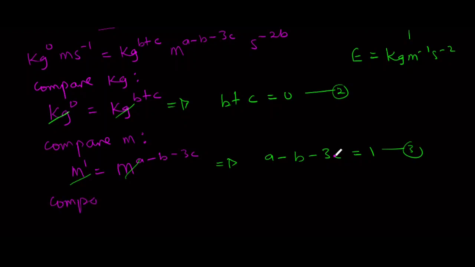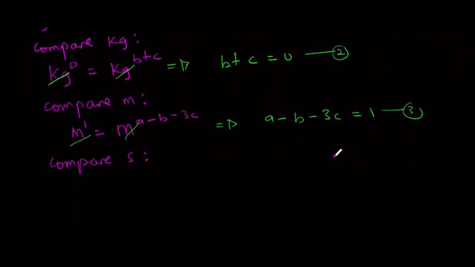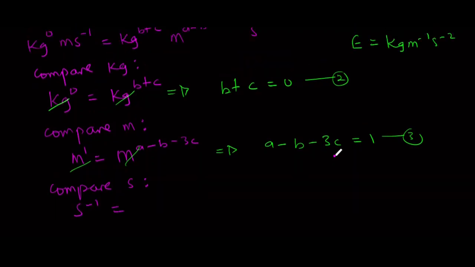The last one is to compare the seconds term. Let's compare seconds as well on both sides. The seconds on the left hand side is raised power minus 1, while the seconds on the right hand side is raised power minus 2b. So if we try to cancel it out, we are going to be left with minus 2b is equals to minus 1.